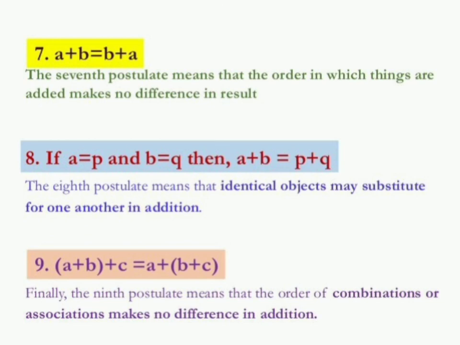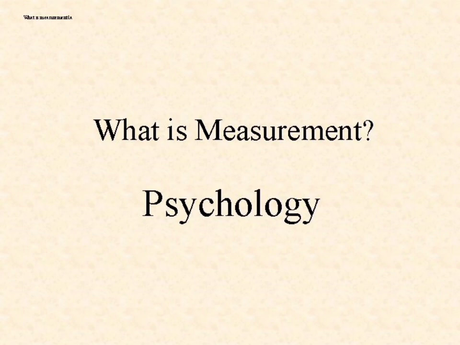Next, the seventh postulate: A plus B equals B plus A. If we add A plus B, the value will be the same as if we add B plus A. Then the eighth postulate: if A is equal to P and B is equal to Q, then A plus B is equal to P plus Q.